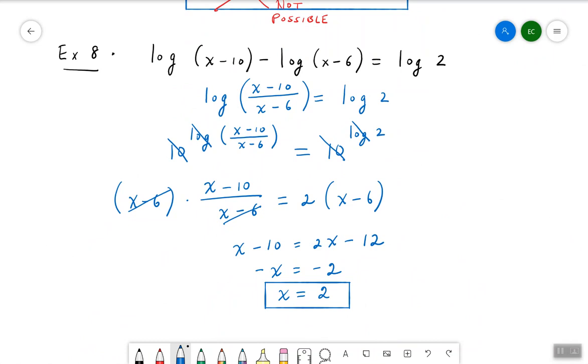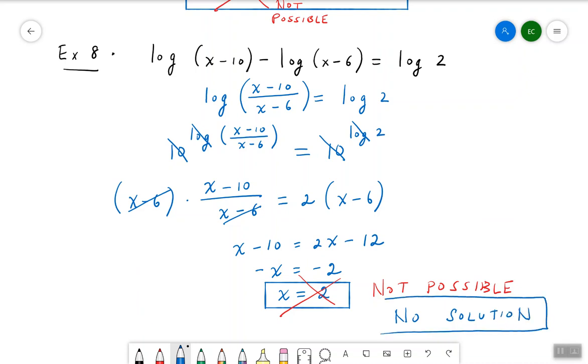Now we just need to be careful. Remember, we have to make sure that the arguments for all of the logarithms are going to be positive numbers. The value of x is positive, it's 2, but when we plug it in, we get 2 minus 10, which is negative. And so this is not going to work. This is not possible. And so what's the answer? What is the solution? Well, in this case, the only solution we could find didn't work, and so there is no solution to this equation.